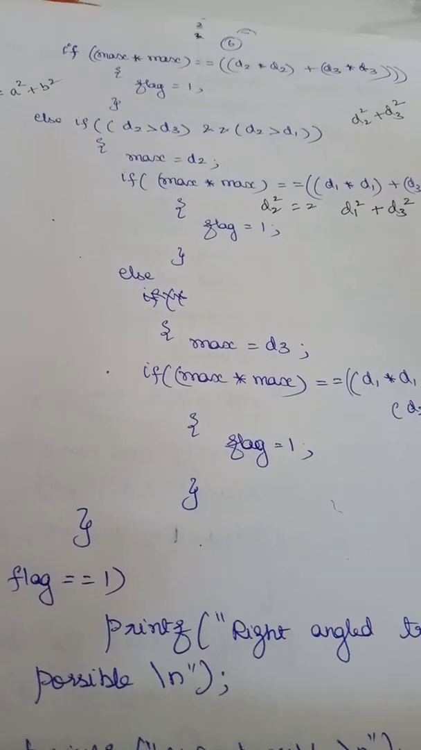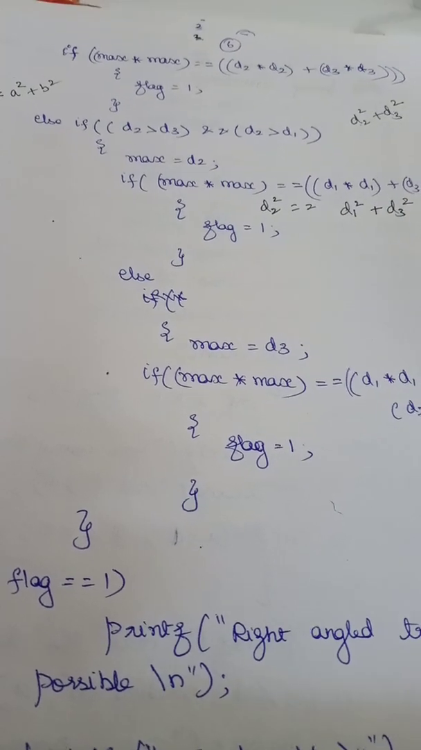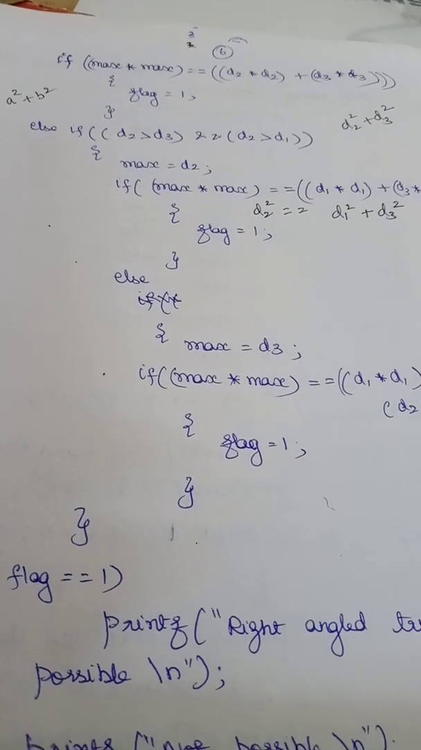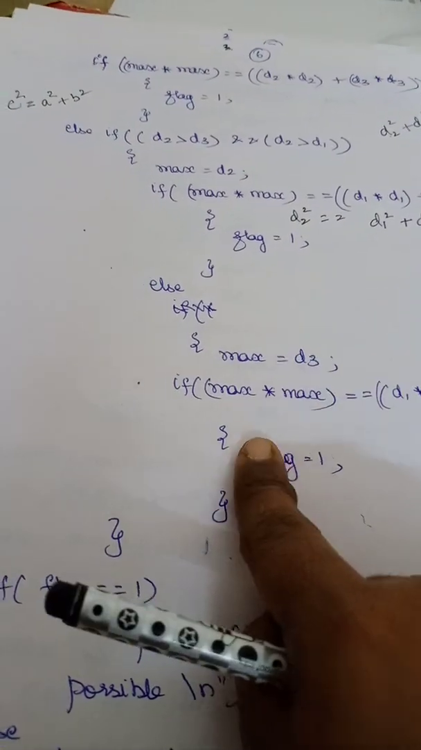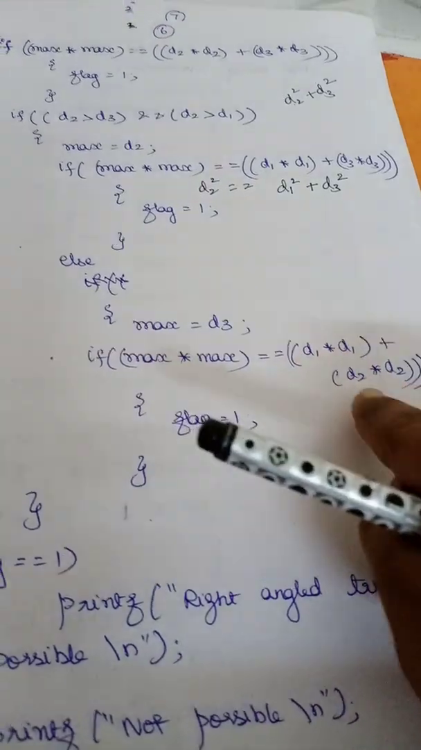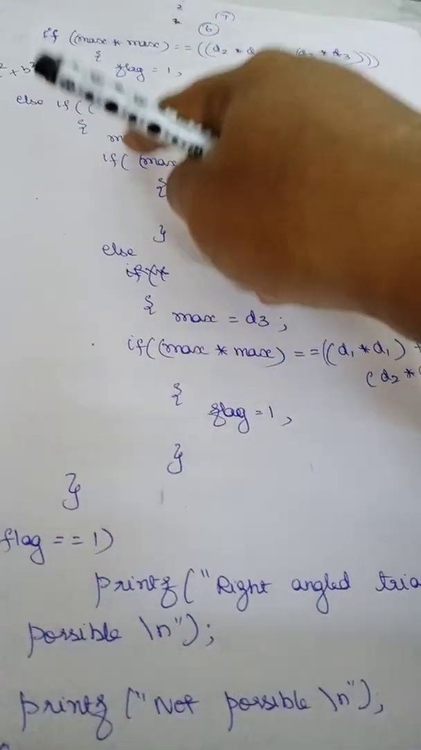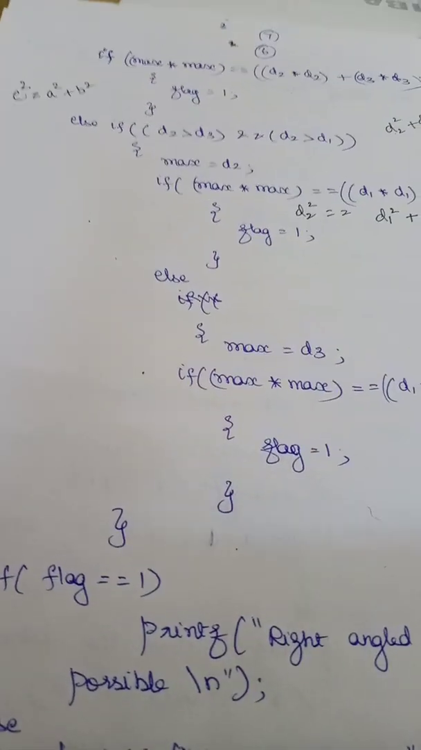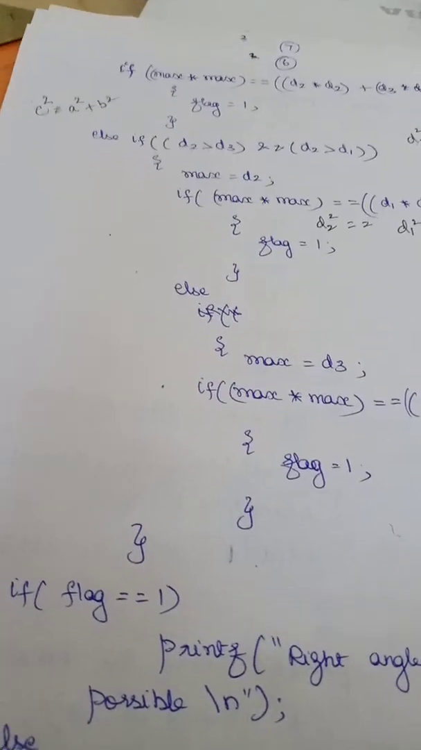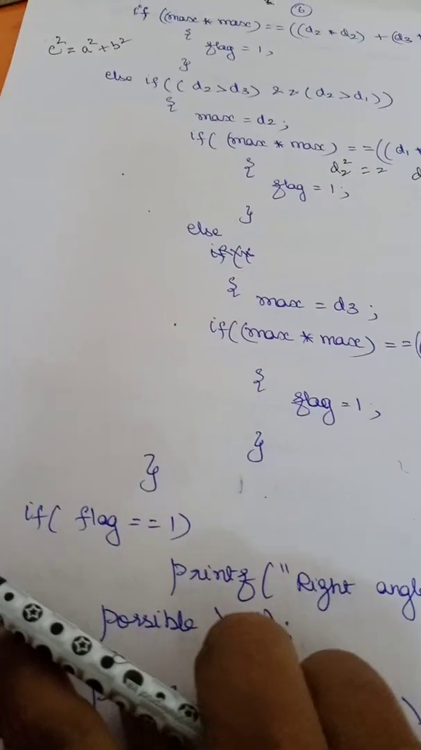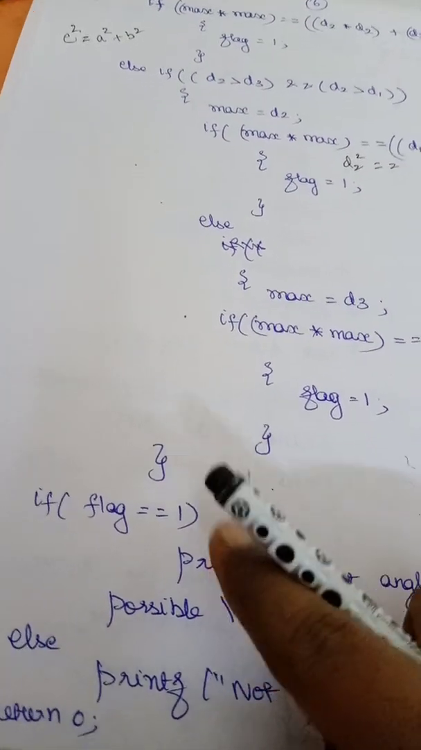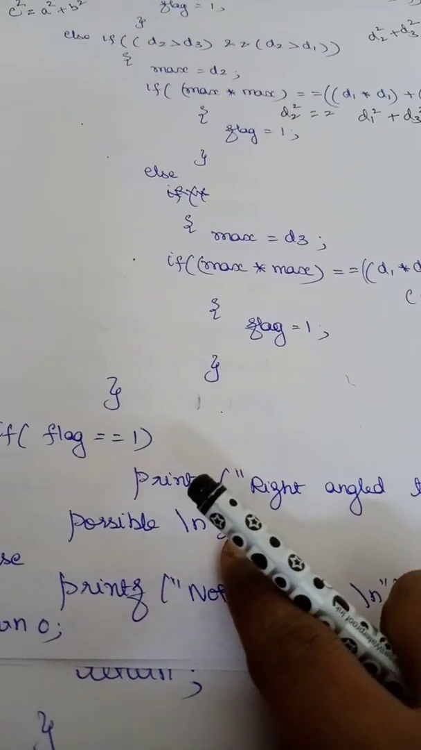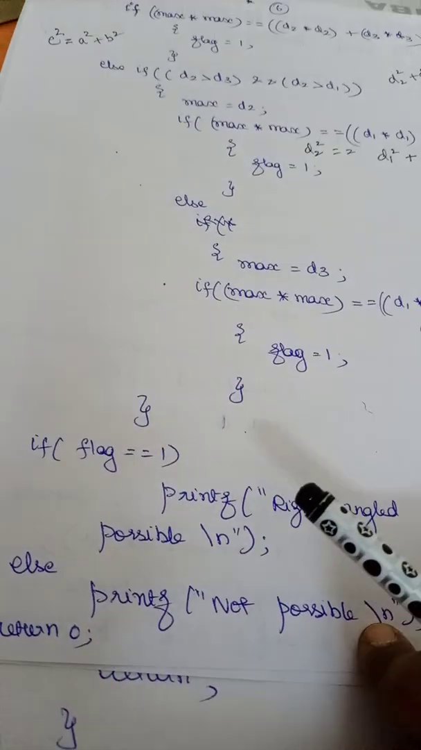You are calculating the distance, but still calculating the distance is not enough. You need to check whether it satisfies a square plus b square equal to c square. So we have put it the other way here: c square is equal to a square plus b square. If one condition is done, then the other conditions will not match, so automatically the else part will not be executed. If flag equal to 1, then you are going to print that it is a right angle triangle, else you are going to print not possible.